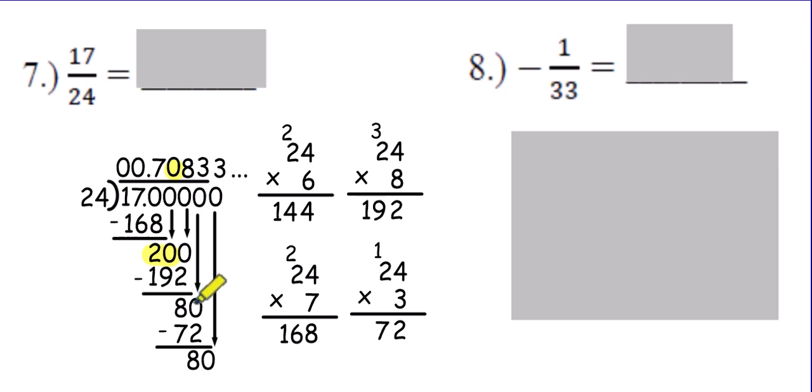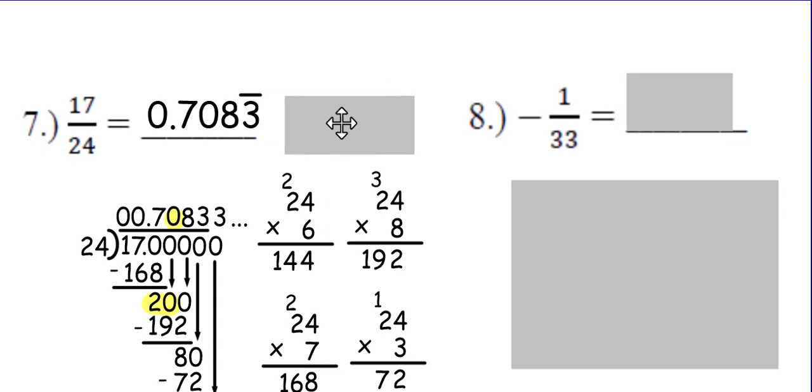Bring down a 0. 24 goes into 80 3 times, since 24 times 3 is 72. When I bring my 72 down here, 80 minus 72 gets us a remainder of 8 again. So I'm going to notice that I'm going to keep getting a remainder of 8, bringing down a 0. So this 3 is going to repeat. So this is another repeating decimal that is not an easy one.